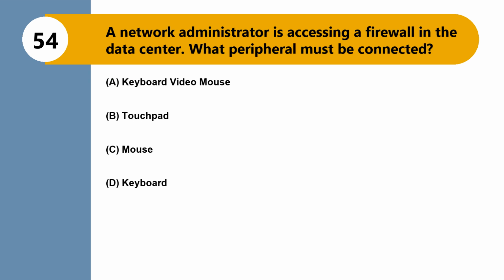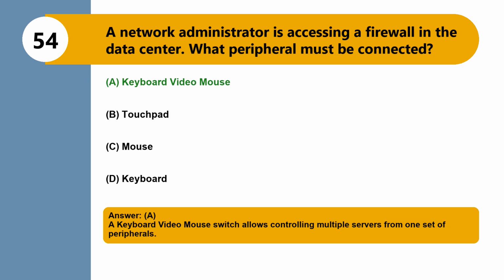Question 54. A network administrator is accessing a firewall in the data center. What peripheral must be connected? Option A, keyboard video mouse. Option B, touchpad. Option C, mouse. Option D, keyboard. The correct answer is option A, keyboard video mouse. A keyboard video mouse switch allows controlling multiple servers from one set of peripherals.